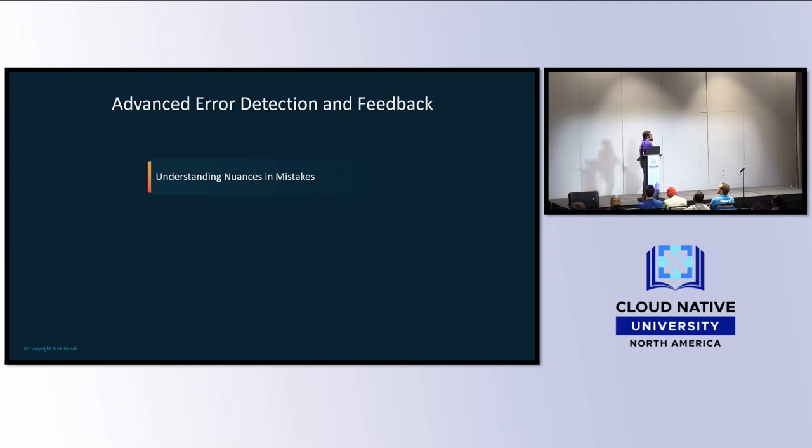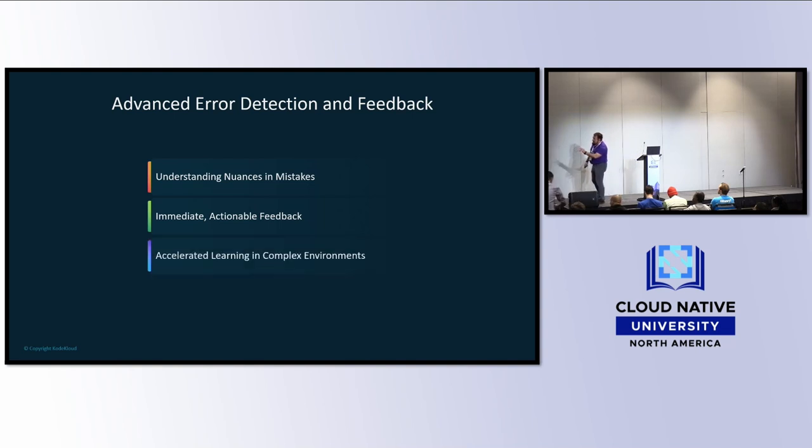That's great. So we thought, okay, what can we do about error detection and feedback, right? Understanding things like I mistyped the word pod, or, you know, whatever the error is. And can I give immediate actionable feedback about how to fix the problem? And what if it's a complex topic?